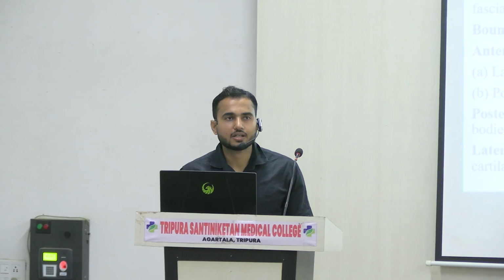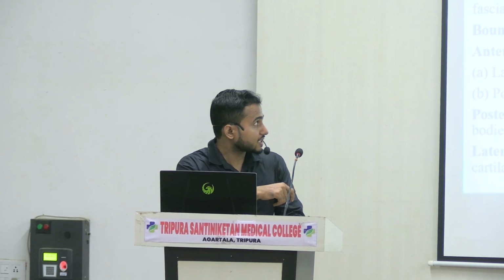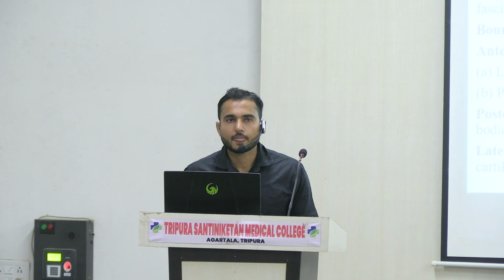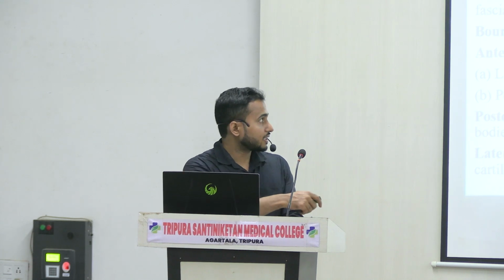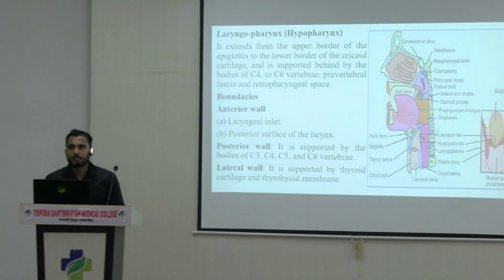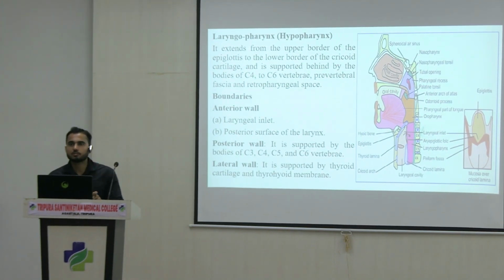Next, we discussed the extent of the pharynx, from where to where it is extending. As you can see in the diagram, it extends from the base of the skull to the lower border of the cricoid cartilage at the level of the 6th cervical vertebra. Beyond that, it continues as the esophagus. Next, how many subdivisions are there in the pharynx? Three subdivisions. As you can see in the diagram, this is the nasopharynx, this is the oropharynx, and this is the laryngopharynx.